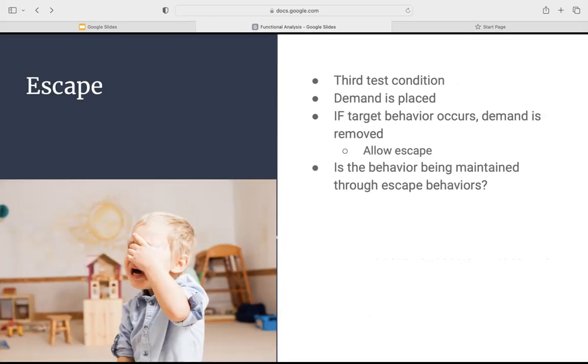The next test condition we are going to discuss is the escape condition. So here a demand is placed by the person implementing the functional analysis or someone trained in the child's natural environment. It occurs within the child's natural routines. And if the target behavior occurs when the demand is placed, the demand is immediately removed. If the target behavior stops, then that tells us that a possible function of the behavior is to escape demands. Again, if these demands are consistently removed when the target behavior occurs, it is negatively being reinforced as an aversive stimulus is removed following the behavior, making it more likely in the future.